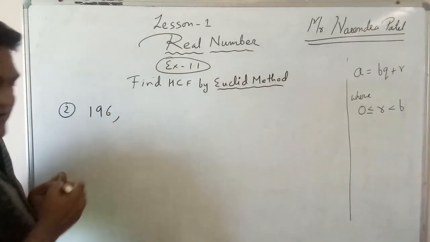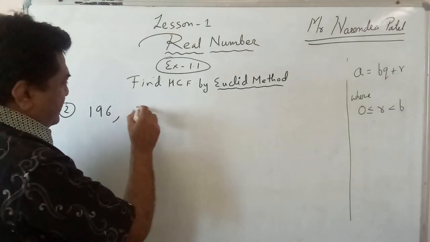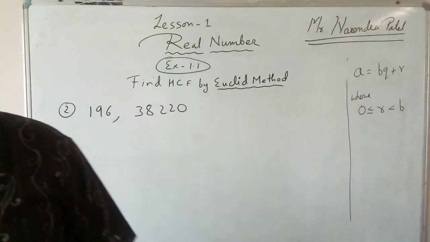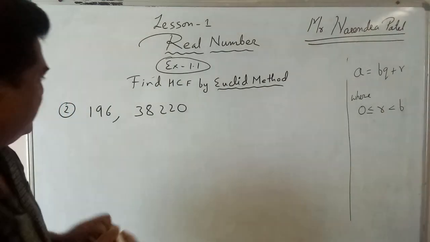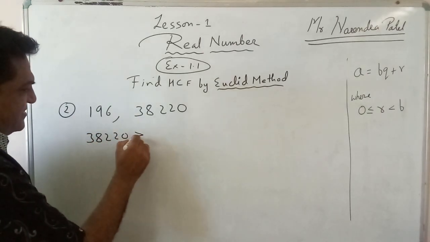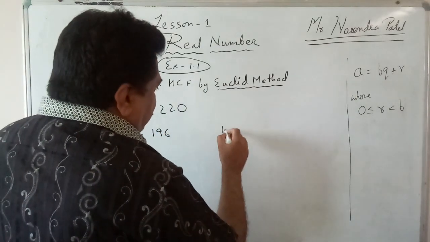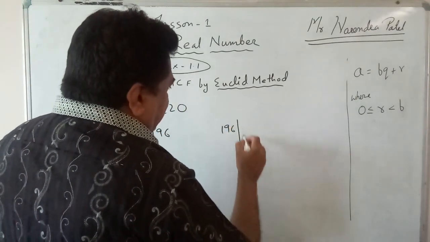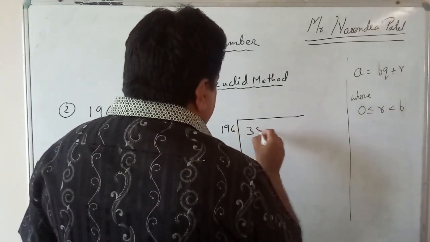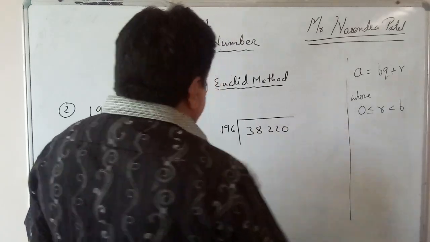196, comma, 38220. Here 38220 is greater than 196. So I will divide; 38220 I will take as the dividend, and 196 I will take as the divisor.